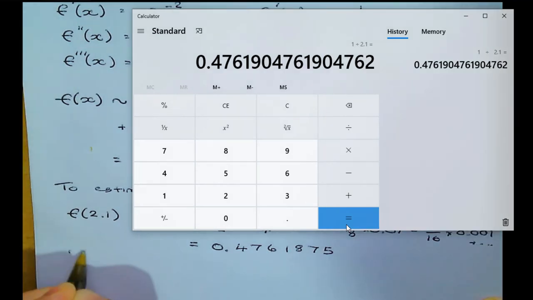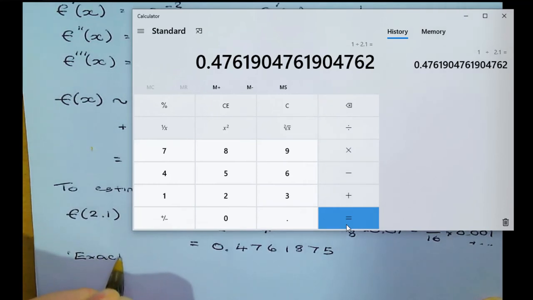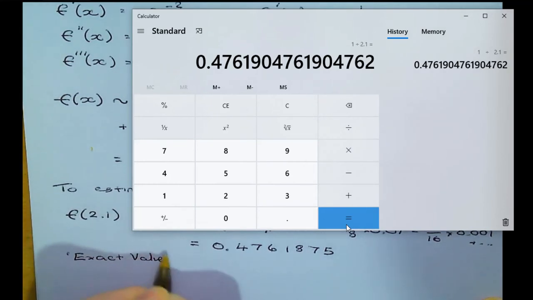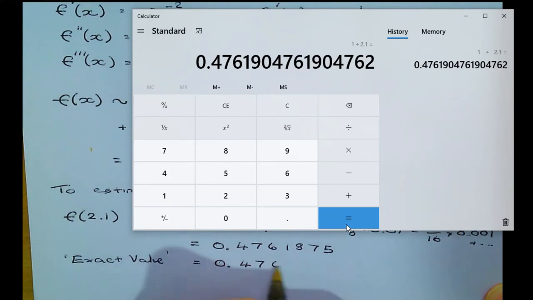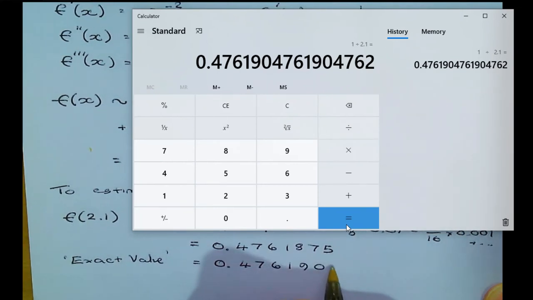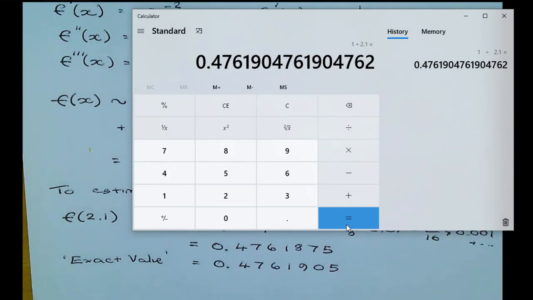0.4761905. So the exact value, I put exact in quotes because, of course, however many places we write down, it is a matter of rounding. 0.4761905, we'll say. So you can see that we get 4 decimal places the same, and indeed the fifth, if we were to round to 5 decimal places, we would get 5-figure accuracy.